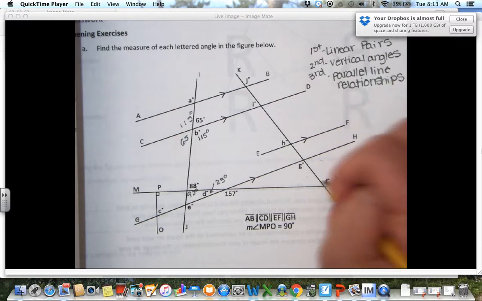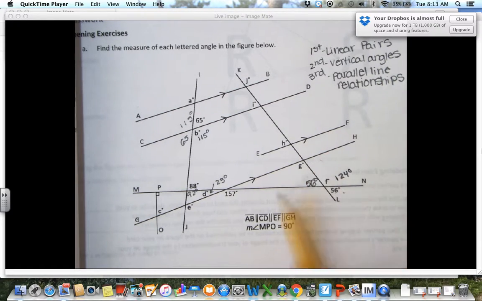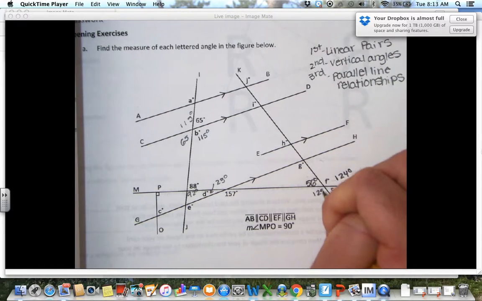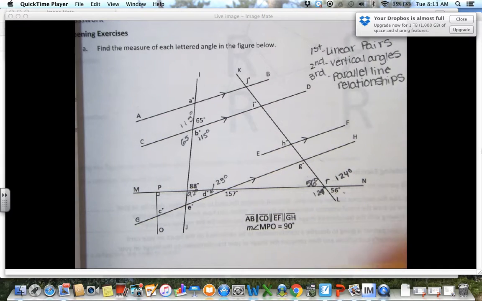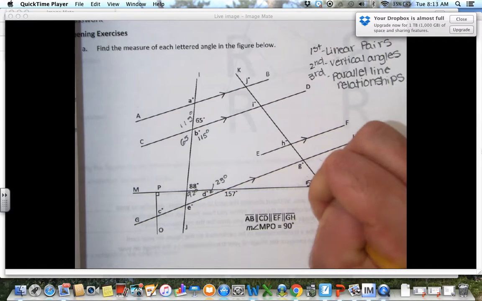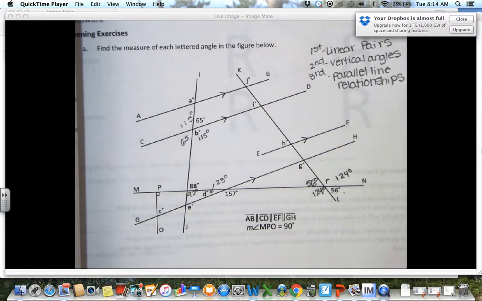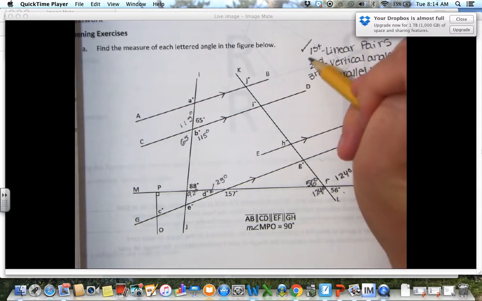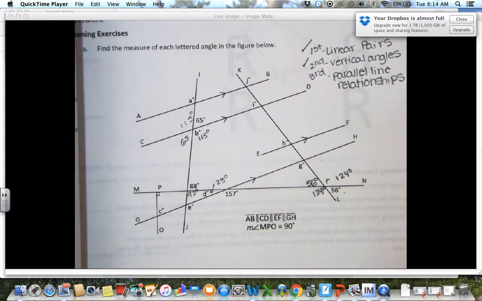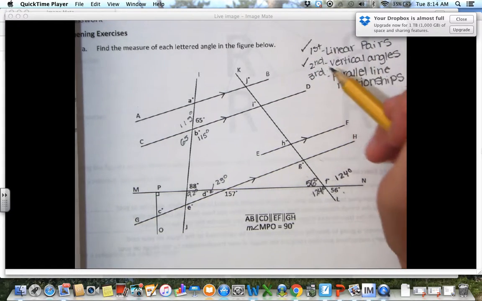56, this is 56. And just like I was talking about with that linear pair, 56 plus 124 equals 180 because angle F and this angle right here are both on line MN, which means this is also 124 degrees. Let me erase that. 124. Beautiful. All right. Now, we've done linear pairs, and we've done vertical angles. Now we need to do parallel line relationships.